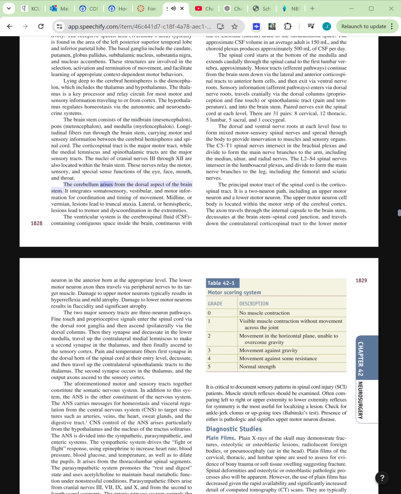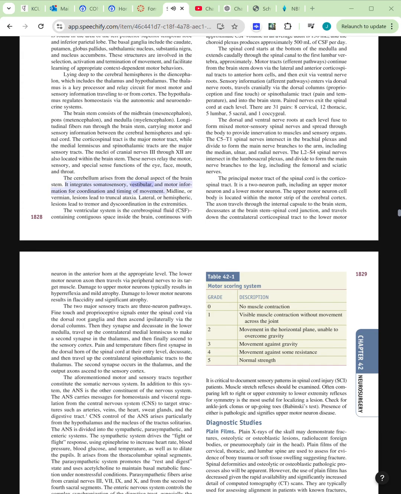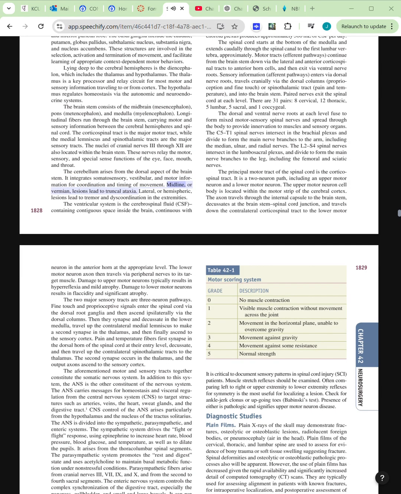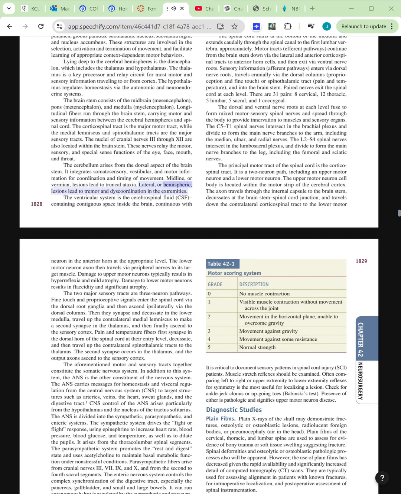The cerebellum arises from the dorsal aspect of the brain stem. It integrates somatosensory, vestibular, and motor information for coordination and timing of movement. Midline or vermian lesions lead to truncal ataxia. Lateral or hemispheric lesions lead to tremor and discoordination in the extremities.